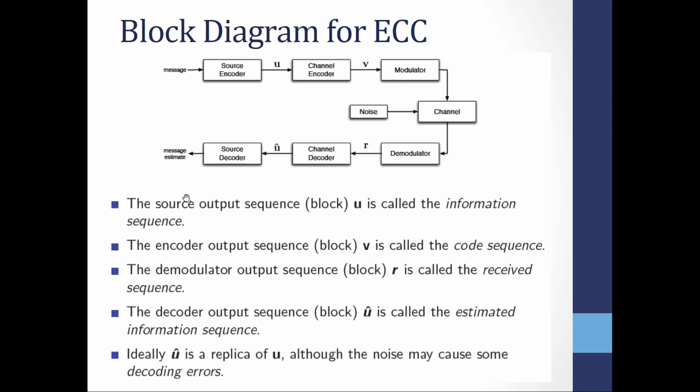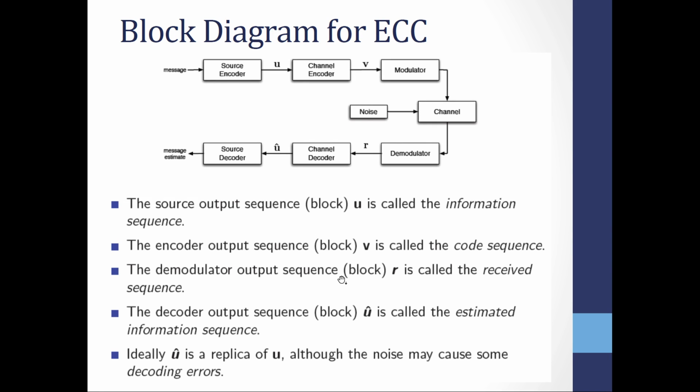So here you have the source output. The output of the block called source encoder is U. And this U is a vector of zeros and ones, let's say 100 bits in it. And this we call the information sequence. The channel encoder output, which is denoted by V, is called the code sequence.